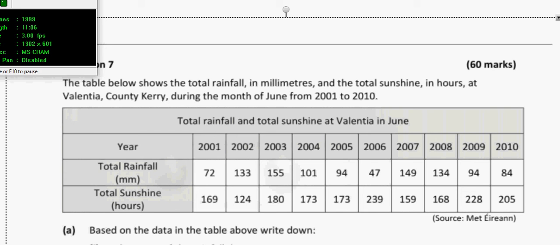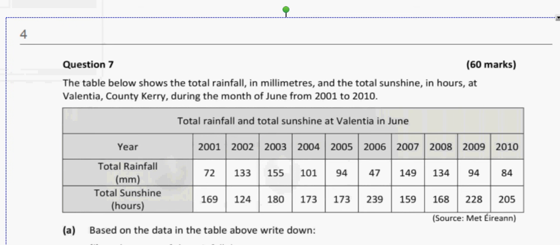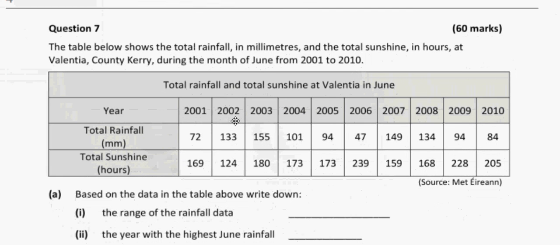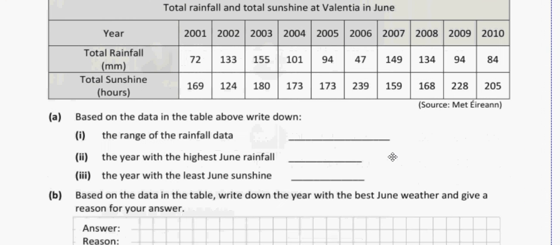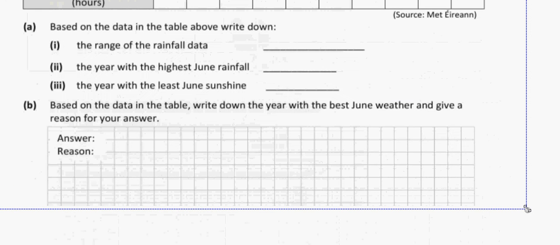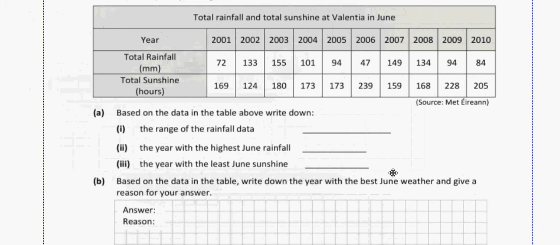Now, you have the rainfall between what's Valencia in June and total sunshine hours at Valencia, County Kerry. Is there Valencia, County Kerry? Jeez, I thought we were talking about somewhere like Spain or something.